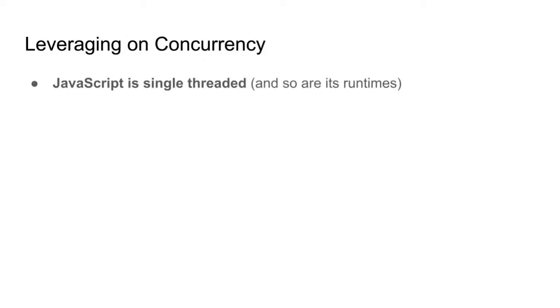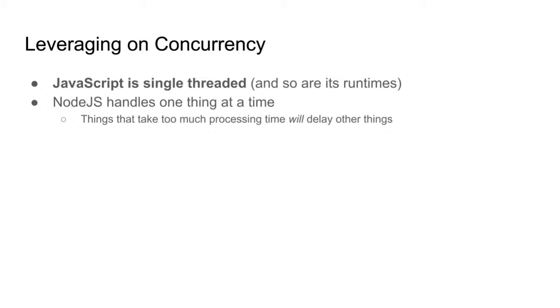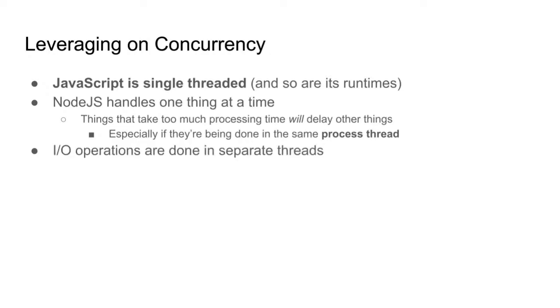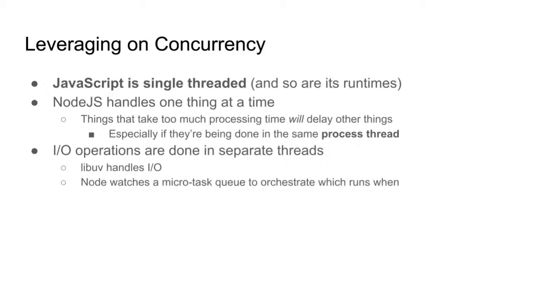And let's start talking about concurrency. We know that JavaScript is single-threaded, and so are its runtimes. With that, Node.js will handle one thing at a time. And things that take too much processing time will delay other things, especially if we're executing them. The work that is done is in the same process thread. Input and output operations are done in separate threads handled by the famous libuv. And Node.js will watch a microtask queue to orchestrate which task is ready to be run and which runs when.